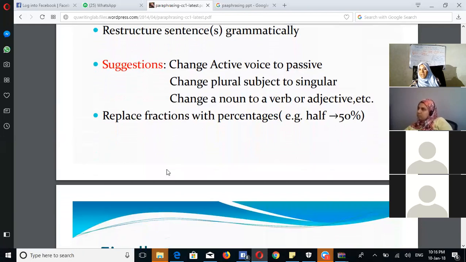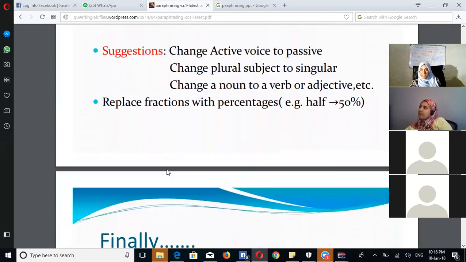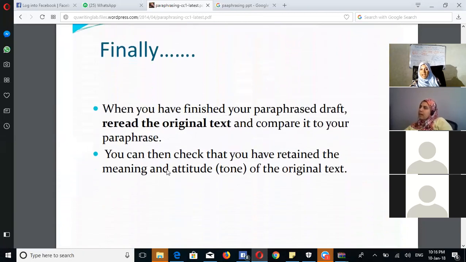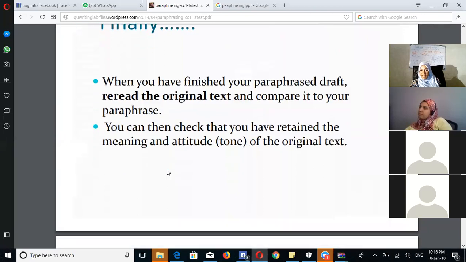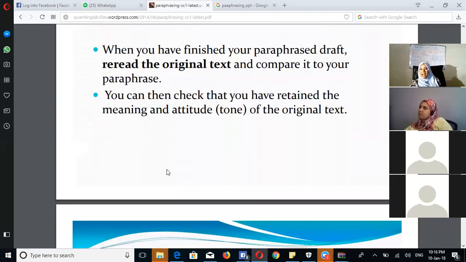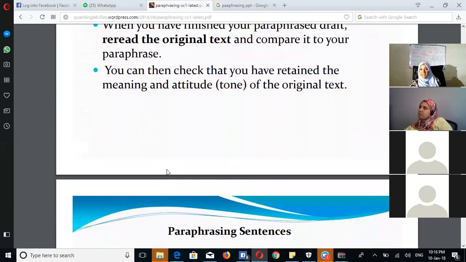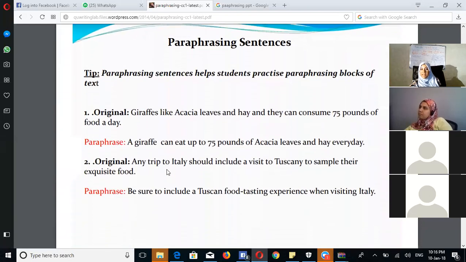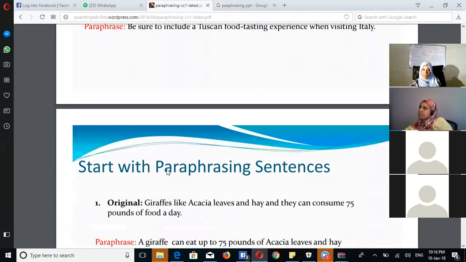Okay, and this is good for you, Sarah. This would be in your writing task 1. Half, change it into 50%, for example. Finally, when you have finished your paraphrase draft, reread the original text and compare it to your paraphrase. You can then check that you have retained the meaning and attitude, which is the tone of the original text, right? And here we have some examples to recap.